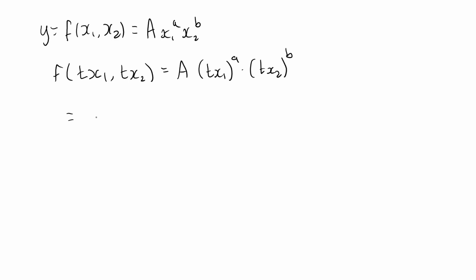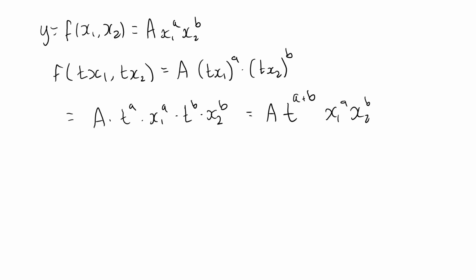This is the same thing as A, t raised to a, x1 raised to a, t raised to b, x2 raised to b. And if I collect the t's, it's t raised to a plus b, x1 to the a, x2 to the b, where this part here is my production function, so I can write this as t to the a plus b times f of x1, x2.